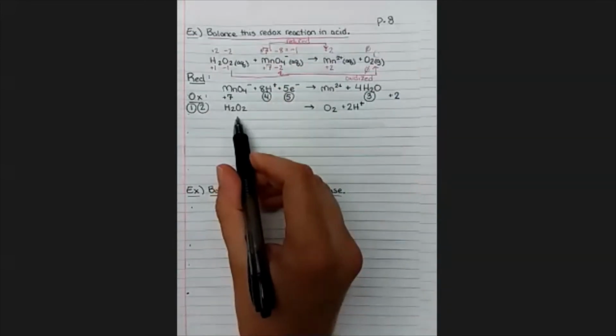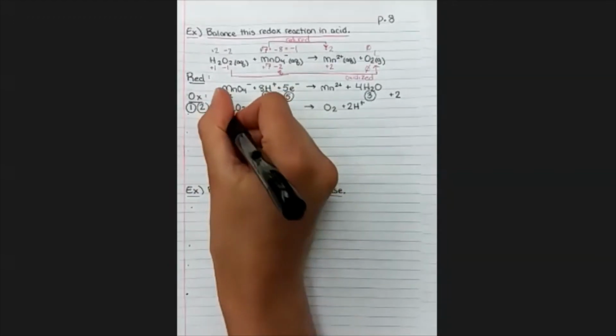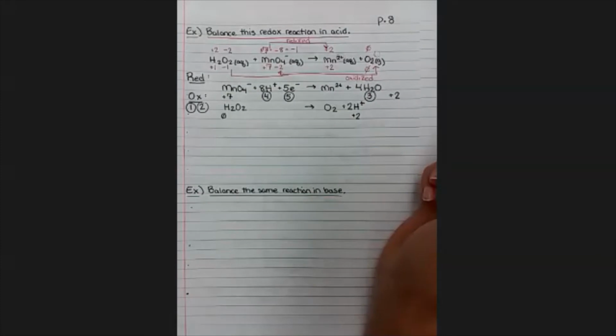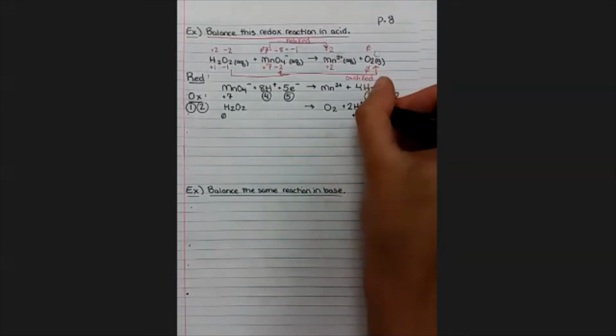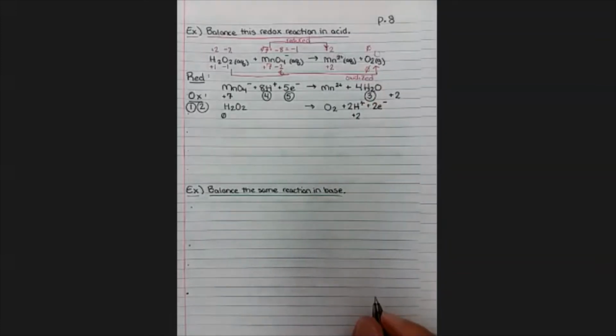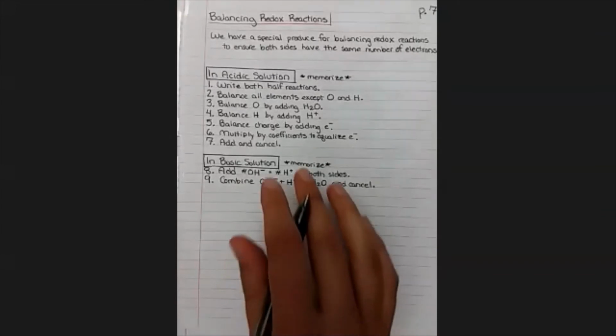For our oxidation half reaction, we have a charge of 0 on the left side, and we have a charge of +2 on the right side. So we need to reduce the more positive side by adding electrons. So we'll add 2 electrons to the right side. All right, so that's the hard part.